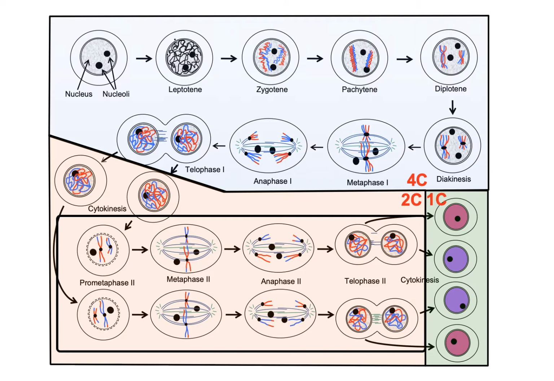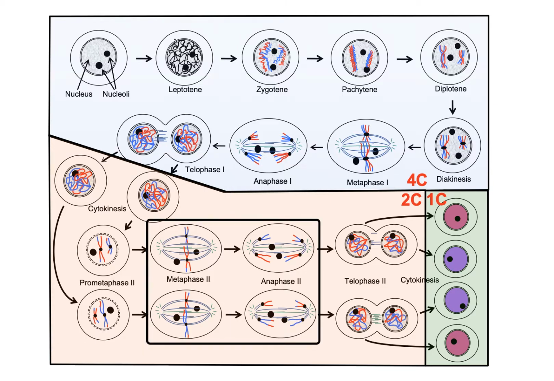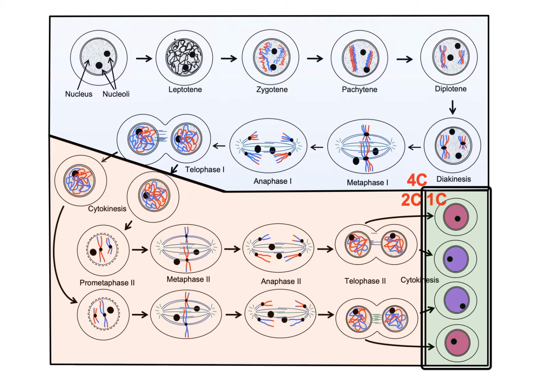And then the second division is here. Now we're at a 2C level, but a 1N level of chromosomes. And you get, again, condensation of the chromosomes and separation of the sister chromatids, in this case, reformation of the nuclei and separation of the cells, and then you have 1C, 1N cells in the end, which are haploid cells.